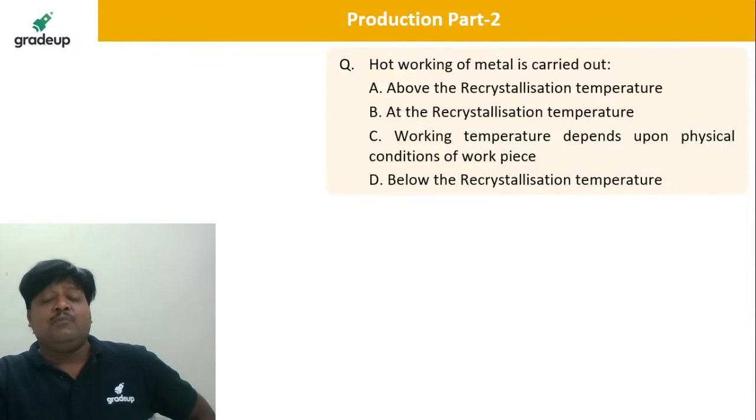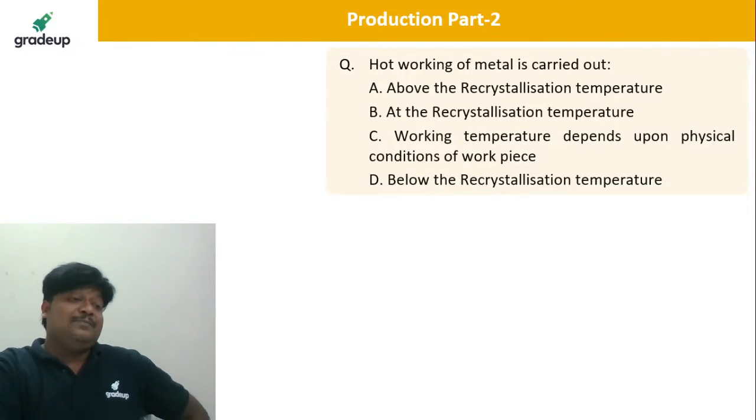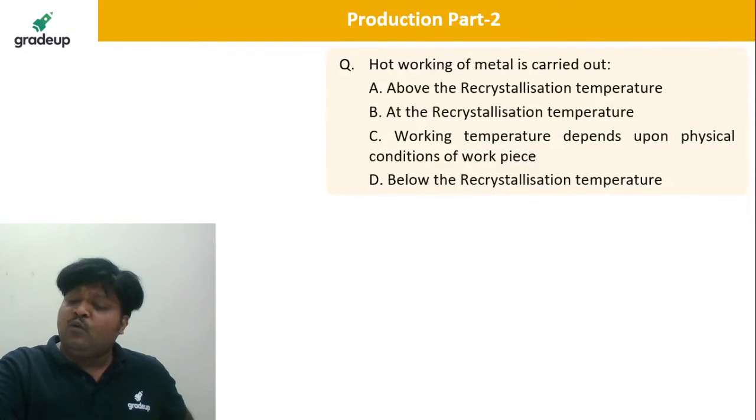And take the example of tungsten, dear students, which has a very high melting point temperature, around 3300 to 3400. Its recrystallization temperature is around 1200 degrees centigrade. Even if you are working on tungsten at 1100 degrees centigrade, it is still called cold working. That is the beauty of it. So please, I hope it is clear to you.